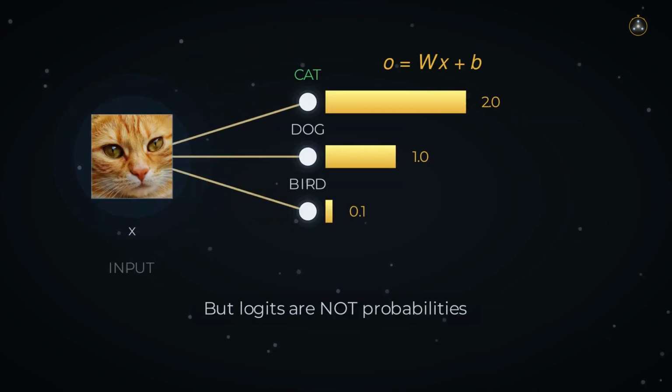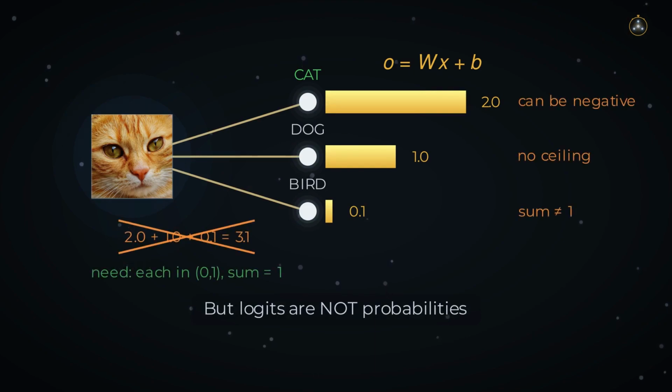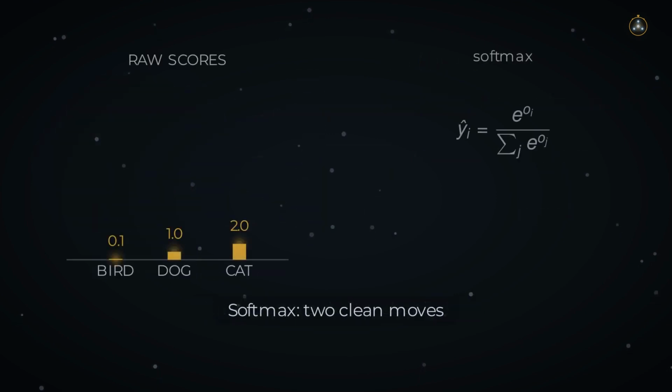Can we read them straight as confidences? Not yet. Look at the problems. A score can go negative, it has no ceiling, and together they do not sum to 1. Real probabilities each sit between 0 and 1, and together they cover everything. The fix is one operation, Softmax. It works in 2 clean moves.